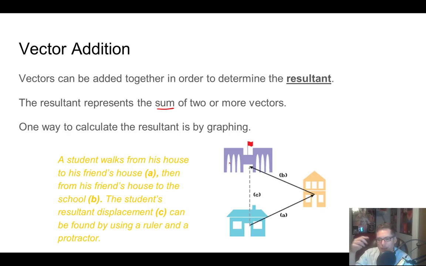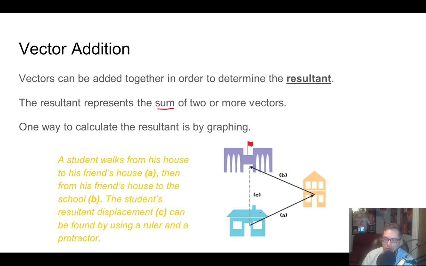All right, so it tends to be a pain in the neck, and then we'll talk about how to do it mathematically in a second. Okay, so here's an example. We've got a student walking from his house to his friend's house. A is his house, B is his friend's house, and then he walks from his friend's house to school. So A is this path from his house to his friend's house, and B is this path from his friend's house to the school, all right?